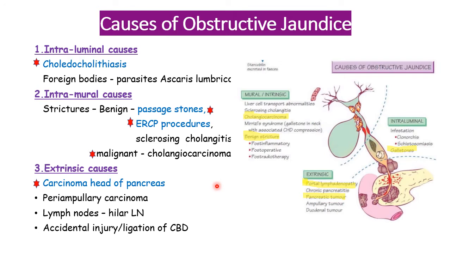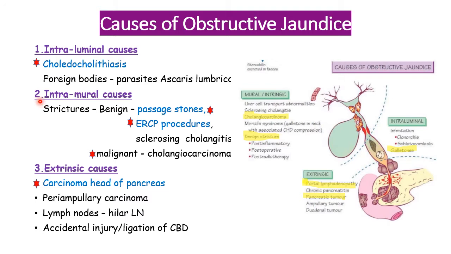Next, we come to the causes of obstructive jaundice. These can be classified under three categories. First, intraluminal causes, that is within the bile ducts. The most common is choledocholithiasis, or the presence of gallstones within the bile duct. This is the most common cause. Others will be foreign bodies, especially the presence of parasites, which used to be a common cause. The presence of Ascaris lumbricoides used to be a common cause of obstruction of the bile duct in children, but nowadays it has become very much rarer.